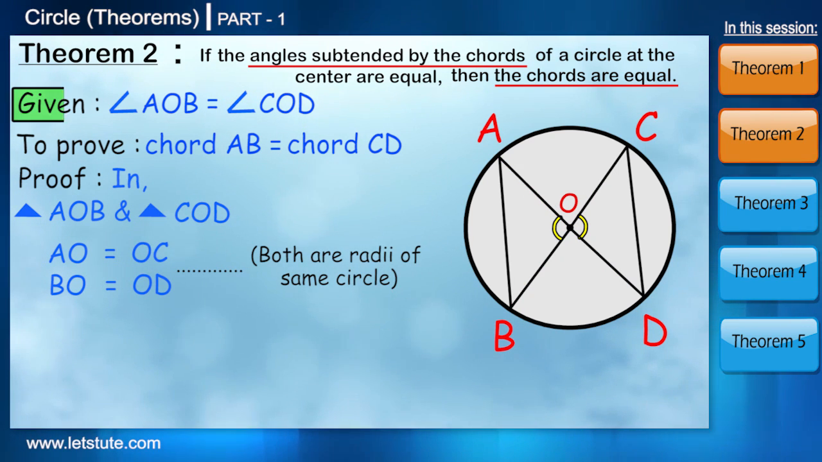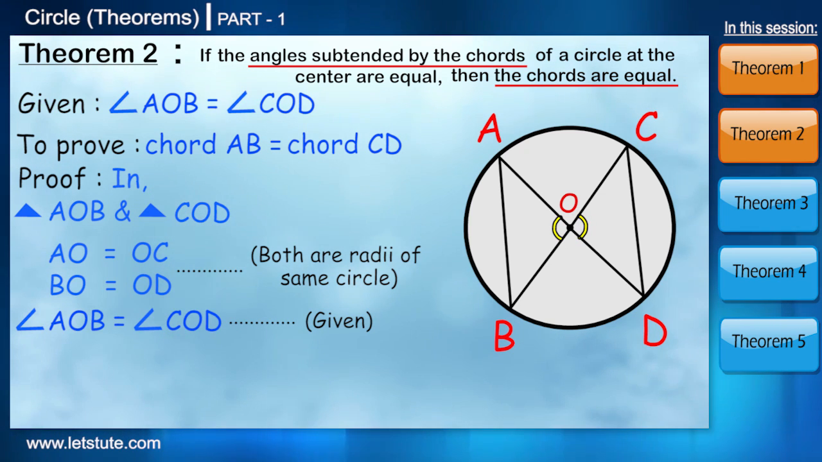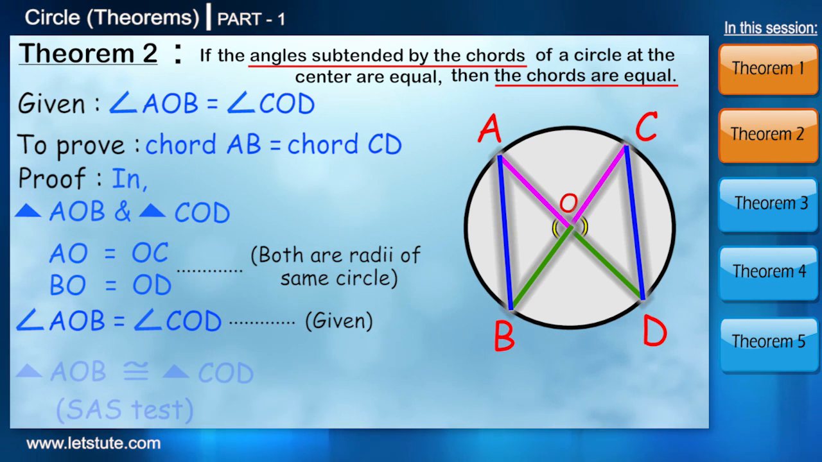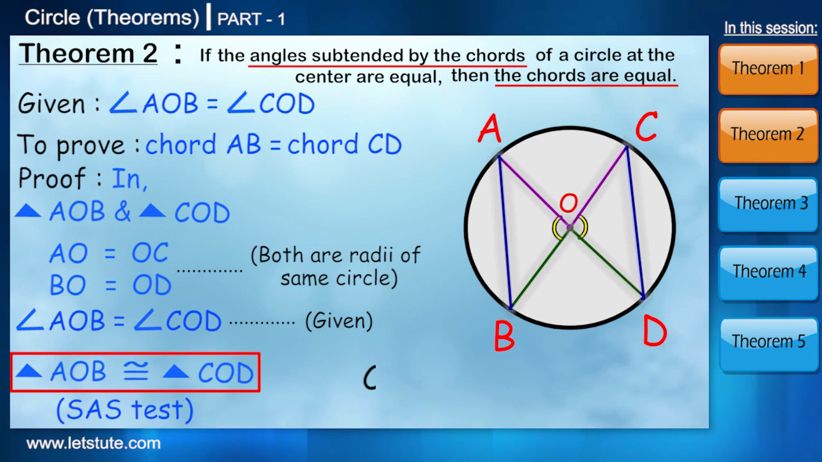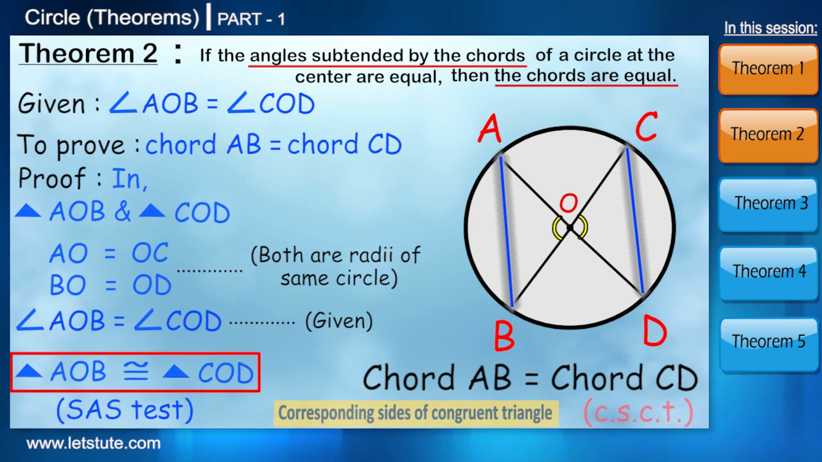But now, angle AOB is equal to angle COD. So, what do you think? Using which criteria can we say that both the triangles are congruent? Yes, you are right. Using the SAS criteria of congruency. Now, since the triangles are congruent, we can say that chord AB is equal to chord CD, which is nothing but a corresponding side of congruent triangles.